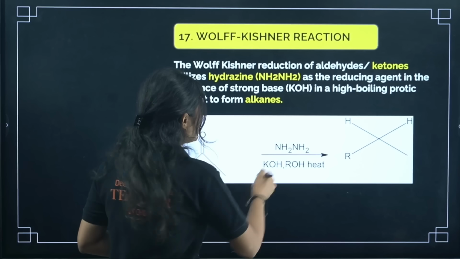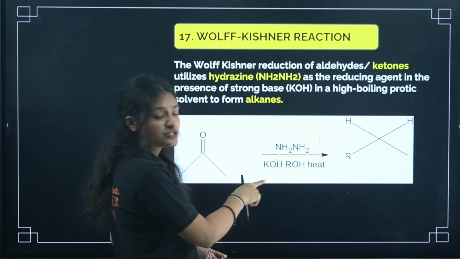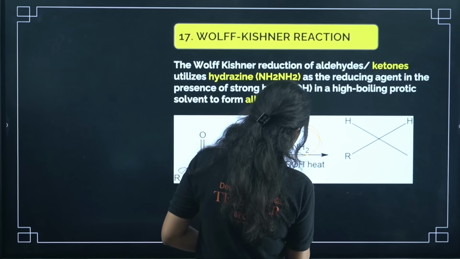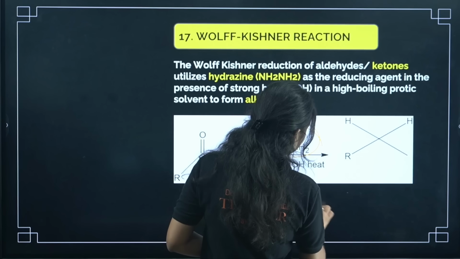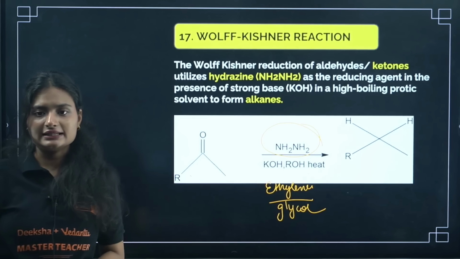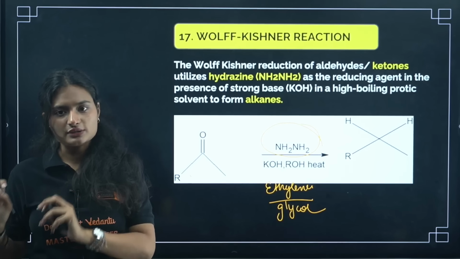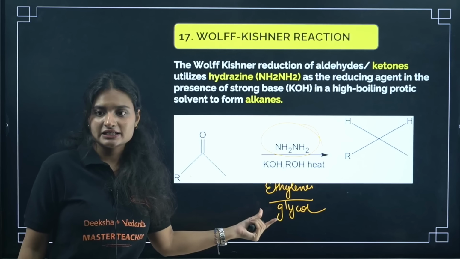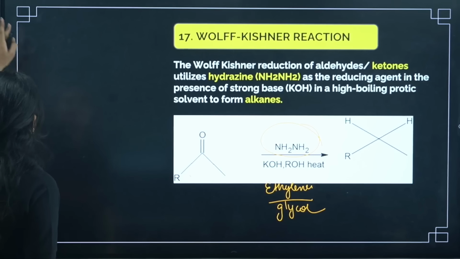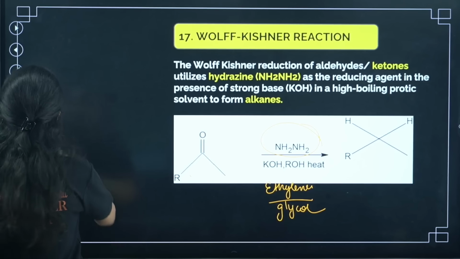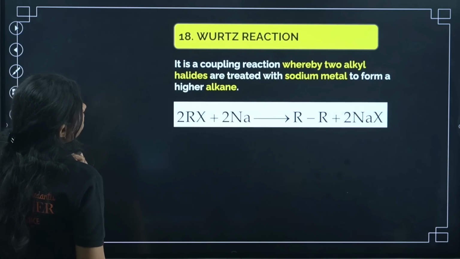Here we treat it with hydrazine, and then in presence of KOH and ethylene glycol. And what do we get here? Again, same, we will get an alkane. Clear? That is your Wolff-Kishner. So again here, aldehydes or ketones are getting converted into alkanes using hydrazine in presence of KOH and ethylene glycol. Okay, next reaction. The next reaction is Wurtz reaction.